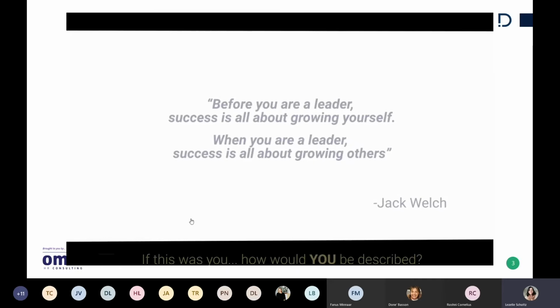Okay, so you would have noticed that our last picture was a silhouette, and we asked if that was your image, how would you be described? What is your team saying about you? Are you the courageous leader? Or are you the dictator? Are you the innovator? Please type in the chat box. If the last image had your picture in it, how would your team describe you?